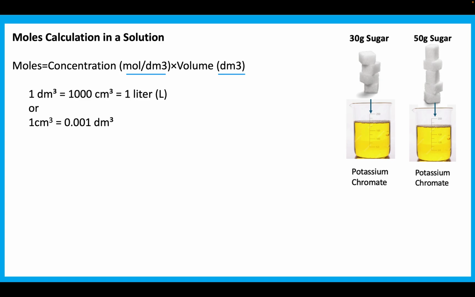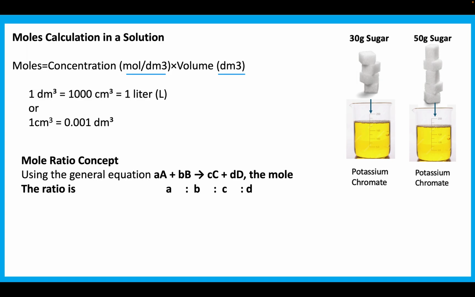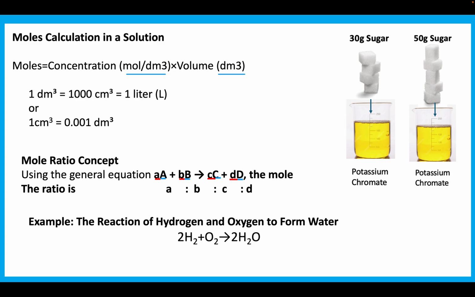to be able to calculate the volume and concentration of a given substance. Another concept which we'll need to apply in this question is the mole ratio. And this is very simple. If we have the general formula of a chemical reaction where the reactants are represented by the capital letters A and B, whereas the products are represented by the capital letters C and D, then the mole ratio is given by the coefficients in the lowercase letters a, b, c, and d. The mole ratio in the reaction will be a to b to c to d. For example, in the reaction of hydrogen with oxygen, we have to react 2 moles of hydrogen with 1 mole of oxygen to obtain 2 moles of water. So the ratio is 2 to 1 to 2.